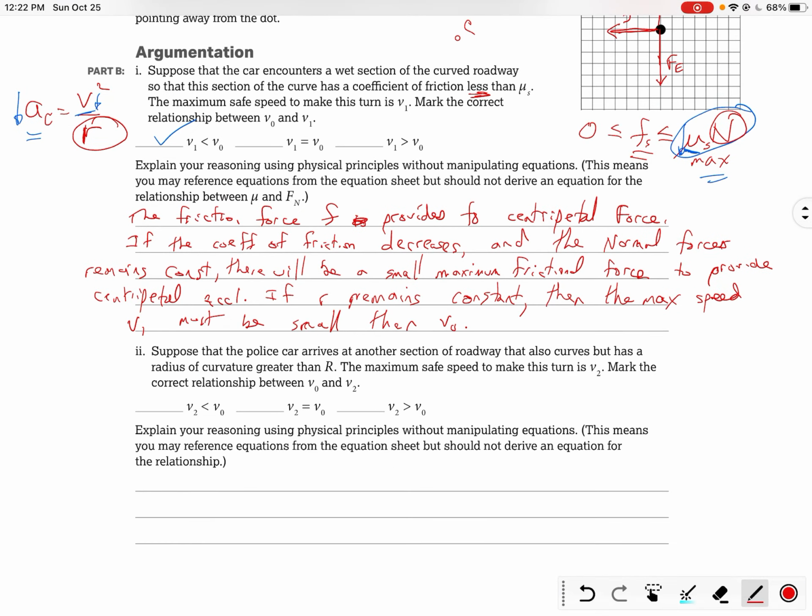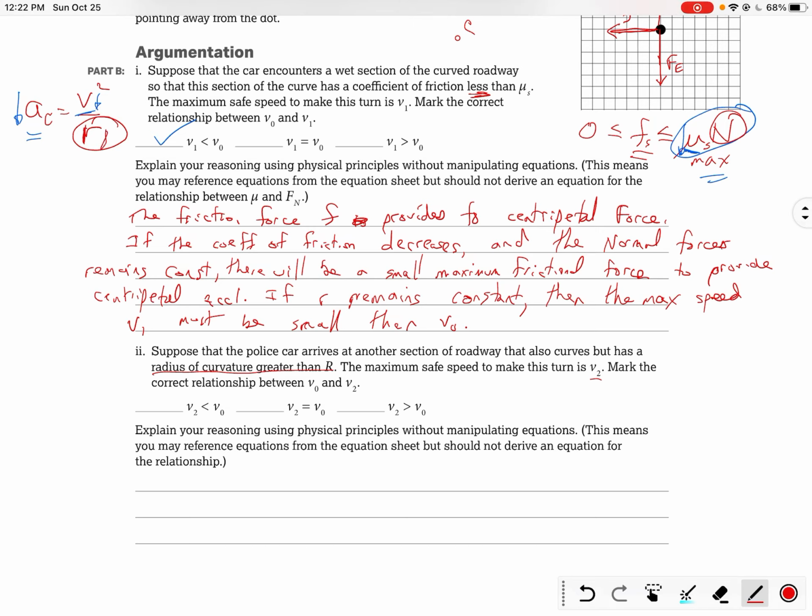Suppose the police car arrives at another section of railway that also curves but has a radius of curvature that's greater than r. The maximum speed to make this turn is v2. And what's the relationship between v2 and that original? So we're assuming that we're back onto the dry roadway. How does the acceleration, that max speed, change if the radius is bigger?